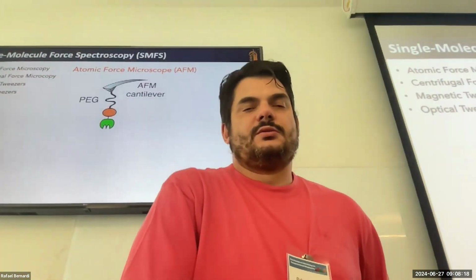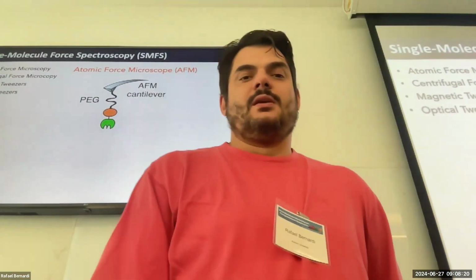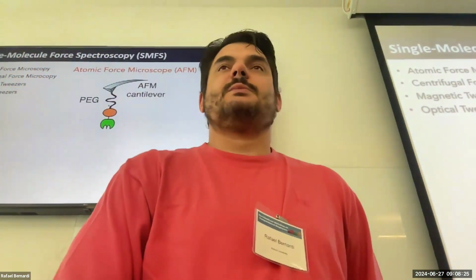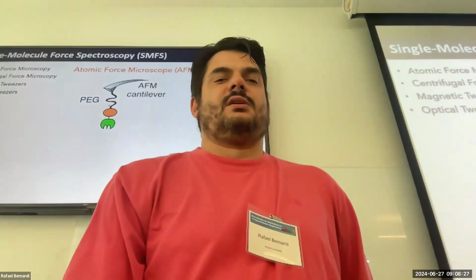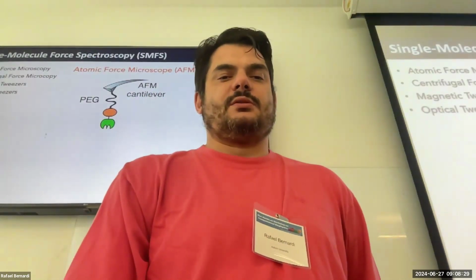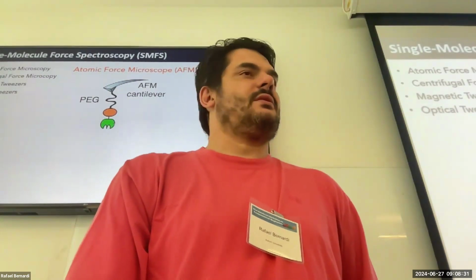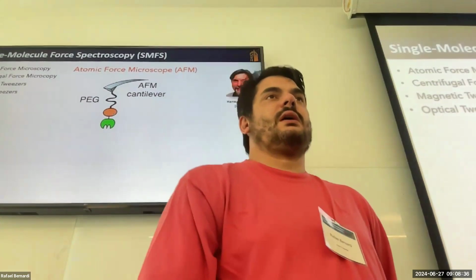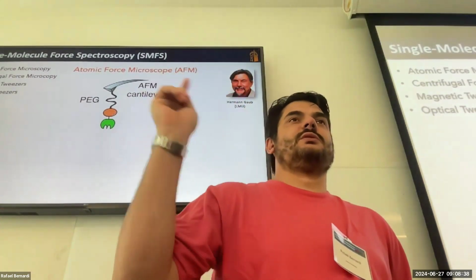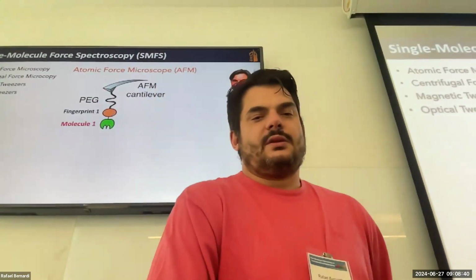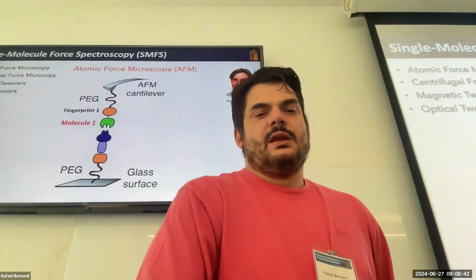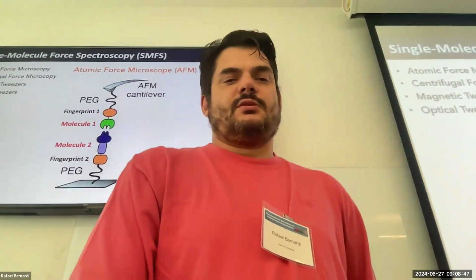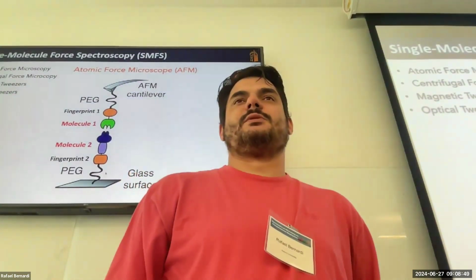And so the way we do that experimentally, you have an AFM cantilever, and you're going to functionalize the tip of that AFM. That's very, very tiny. You're going to add a molecule that you're interested in. You're going to have another molecule here that is going to work as a fingerprint to make sure that you're doing single molecule. Then you're going to have a glass surface with another molecule that interacts with this one. So you're going to have your molecule number 2 and your fingerprint number 2.